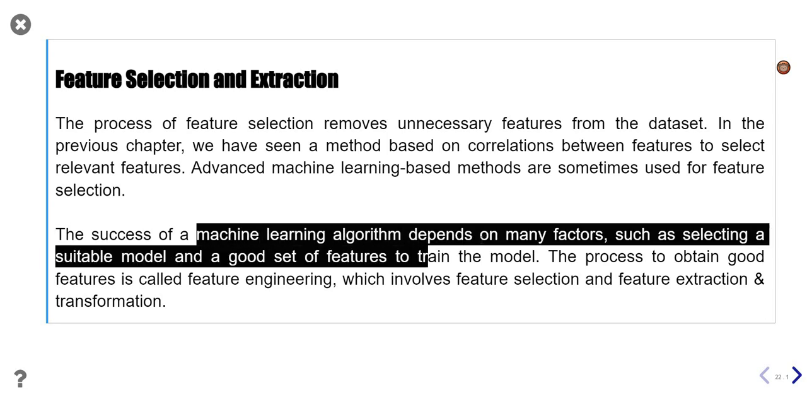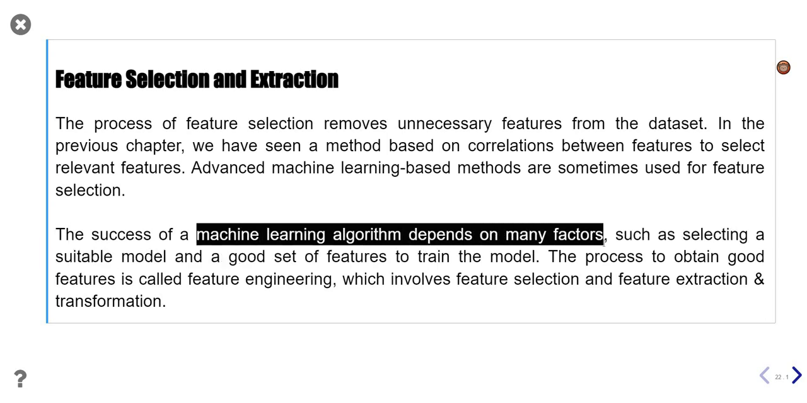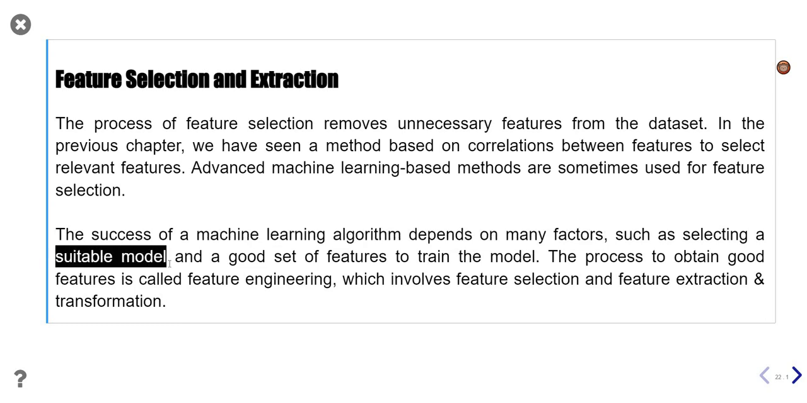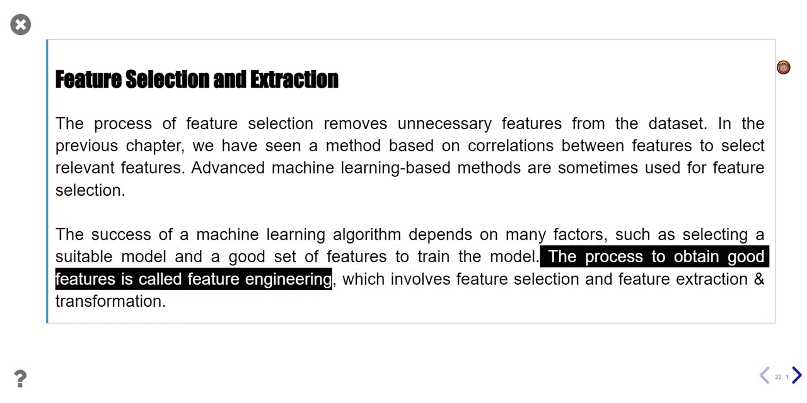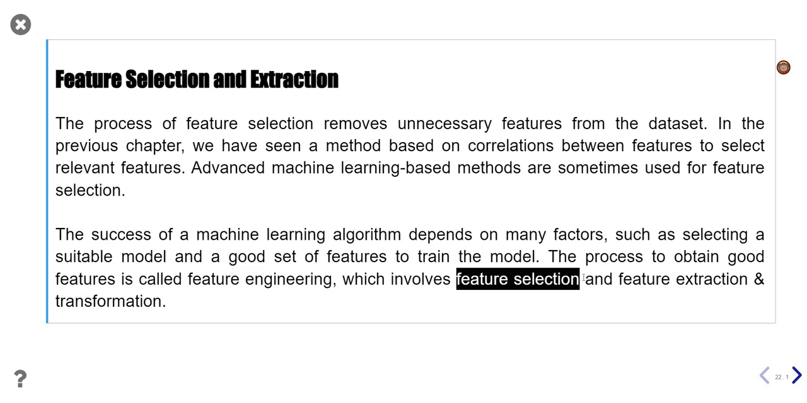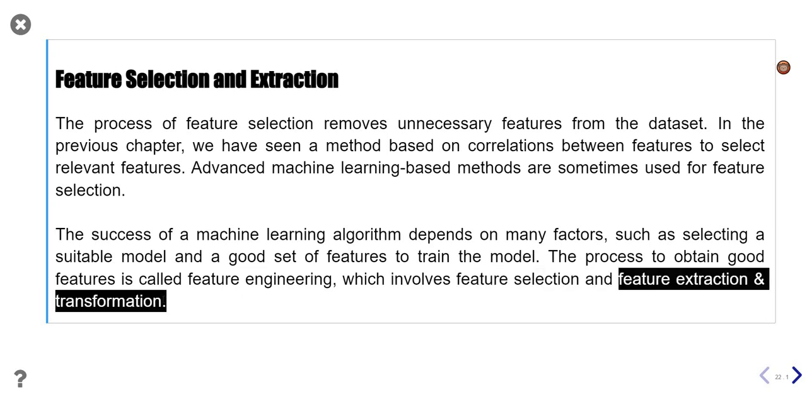So in order for you to get a successful or accurate machine learning algorithm, of course, point number one is to make sure you select the correct model. And you need to have good data to train the model. If your data is bad, garbage in, garbage out, that's what you're going to get. The process to obtain good features is known as feature engineering. Which actually involves what? Selecting the correct features, and extracting and performing some transformation on the extracted features. So that is very important.